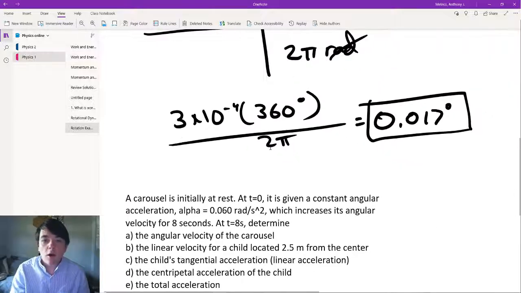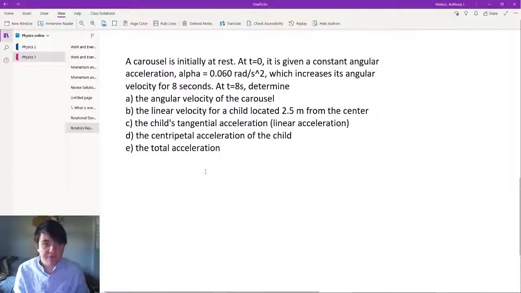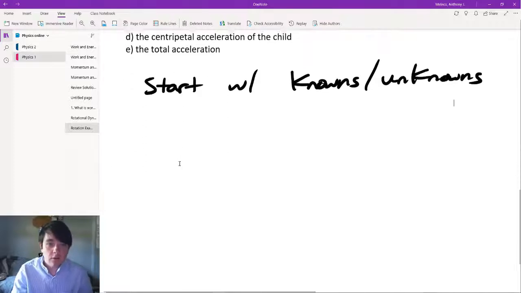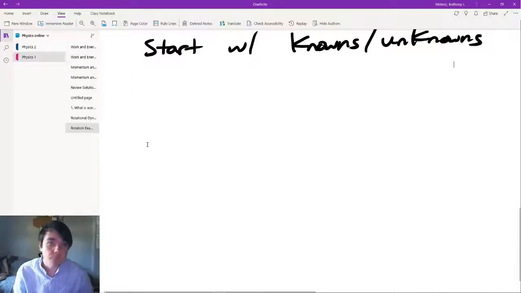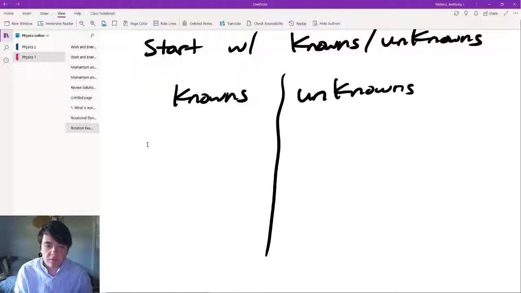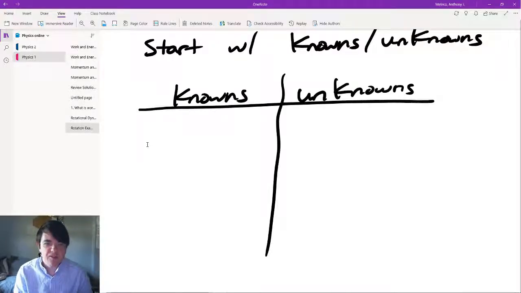Oh, too far. You want to start with knowns and unknowns. So, like with translational motion, start with knowns and unknowns. This helps you arrange the data or the information presented in the question. And so it's a really good problem-solving technique, okay? That kind of just carries over.